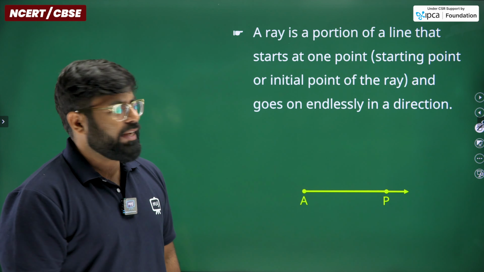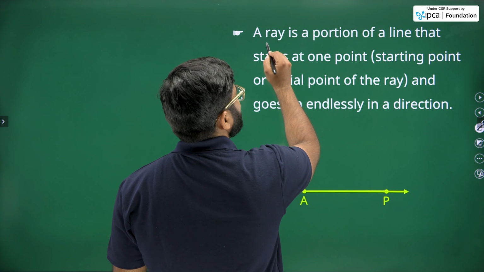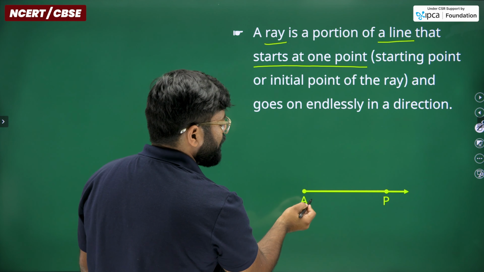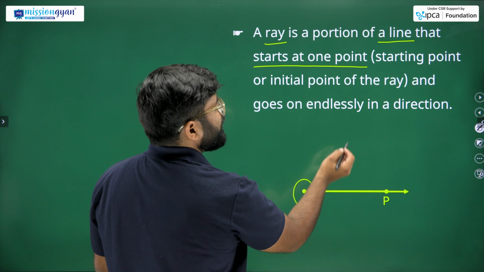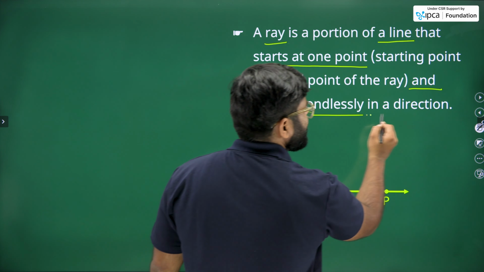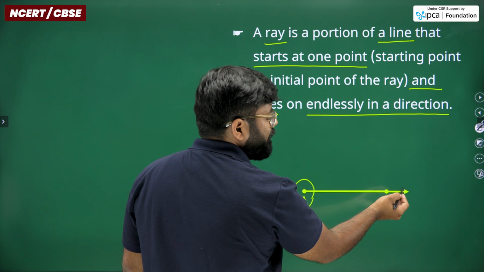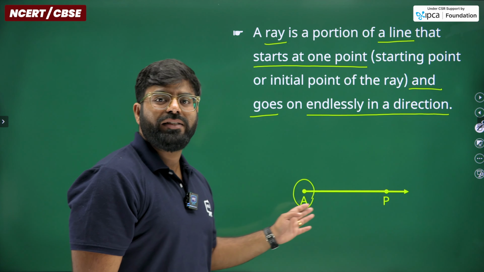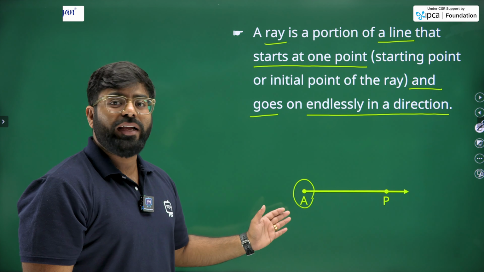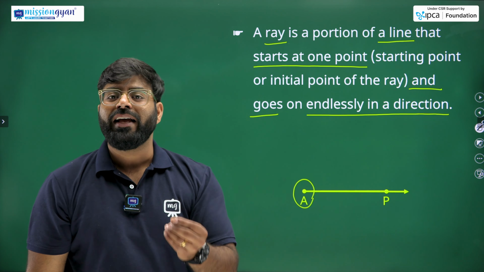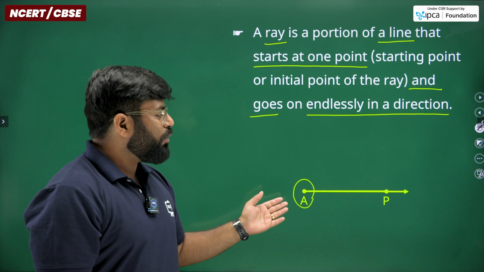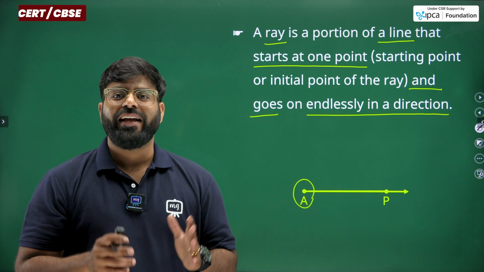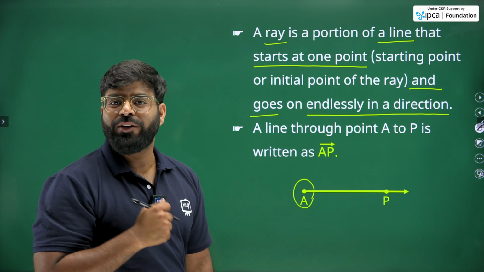So let's check on the screen. A ray is a portion of a line. Basically, a ray is the portion of a line that starts at one point. Here the starting point is A. From here it starts and goes endlessly in one direction, and you can see towards P we have an arrow on this line. That means this is the starting point and this direction is the endless direction, so you can go endlessly in that direction. So we can say a ray has one endpoint and it goes endlessly in the other direction. Is that clear? I hope you have understood. If yes, let's see how you will denote the ray.